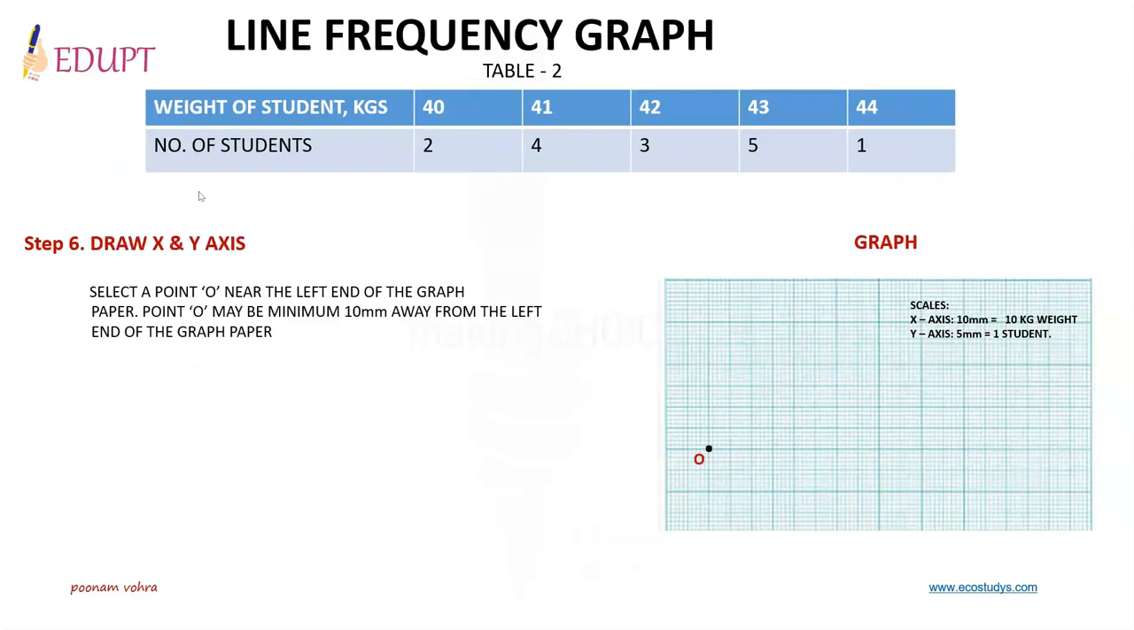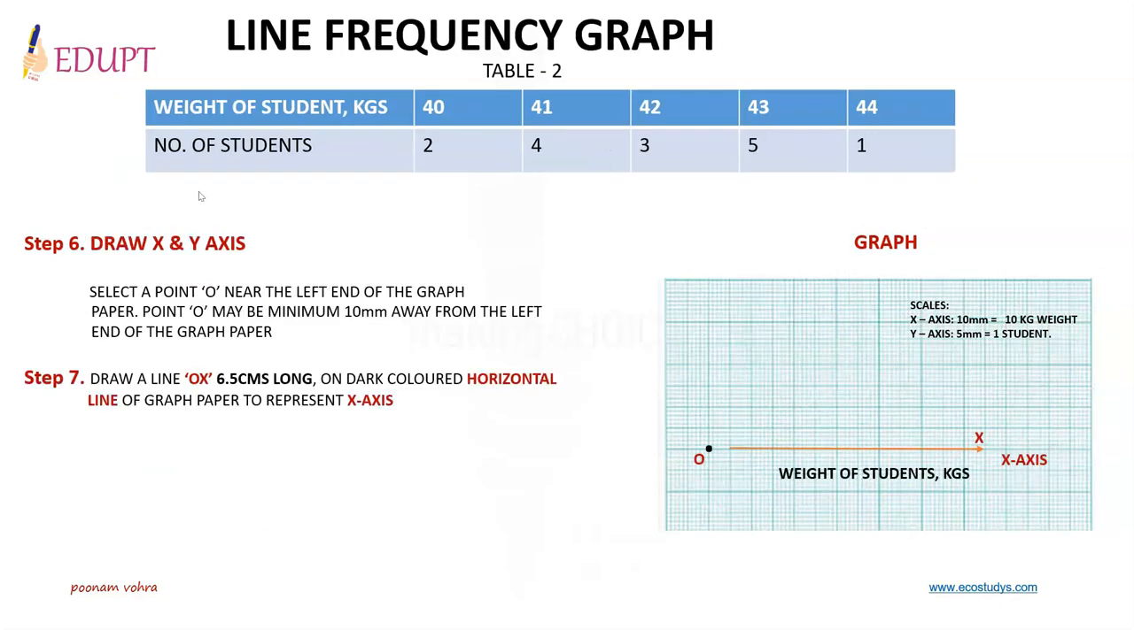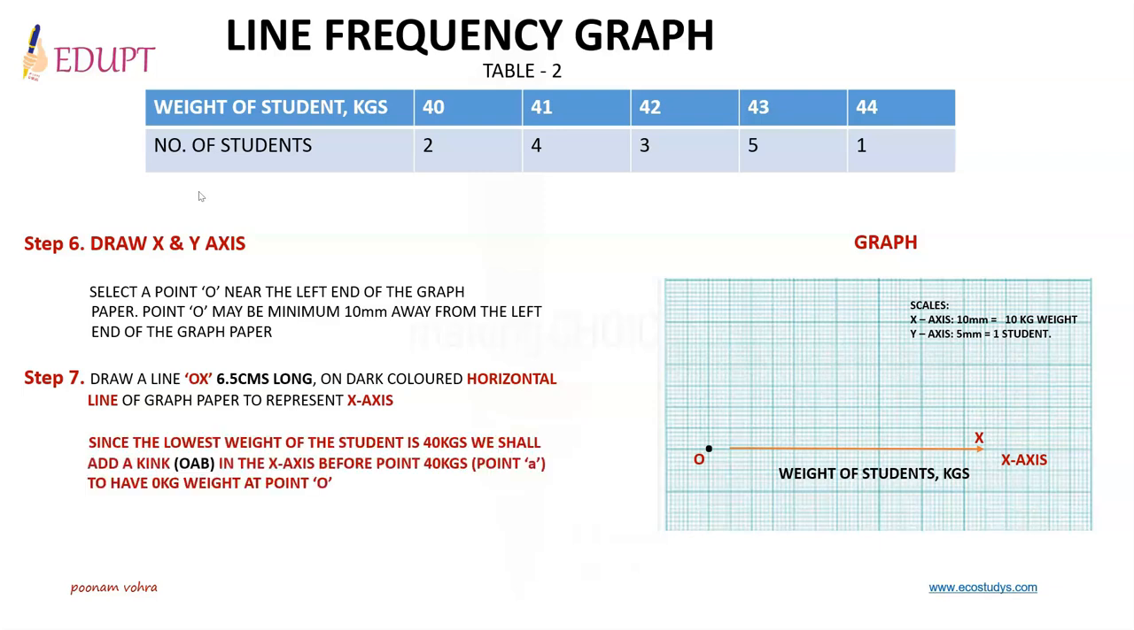Then you need to draw the x and y-axis. Select a point O near the left end of the graph paper. Point O may be minimum 10 millimeters away from the left end of the graph paper. Draw a line OX as is shown here, which is 6.5 centimeters long, as the x-axis.